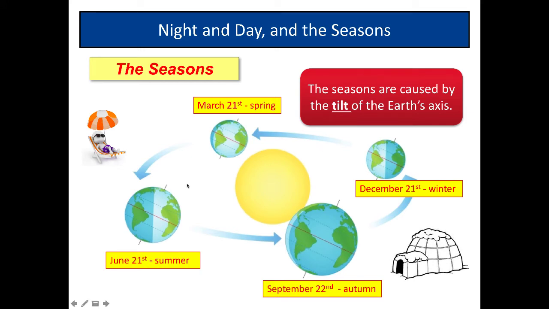So here we've got June 21st. I'm talking about the UK. June 21st it's summer. September 22nd is autumn. December 21st is winter, and March 21st it's spring. When I'm recording this it's April, so we've just gone into spring. In the UK we're sort of in this area here. So what is it about the tilt that causes the seasons?